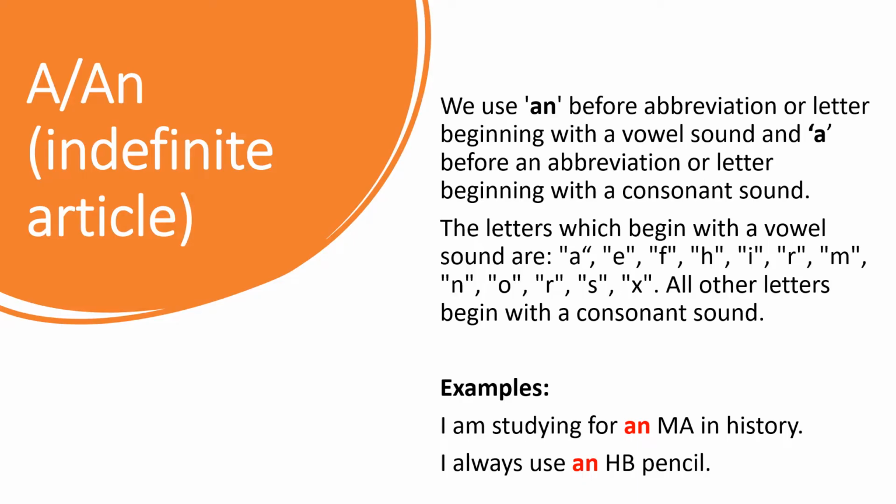We use an before an abbreviation or letter beginning with a vowel sound, and a before an abbreviation or letter beginning with a consonant sound. The letters which begin with a vowel sound are A, E, F, H, I, L, M, N, O, R, S, X. All other letters begin with a consonant sound. For example, I am studying for an MA degree. I always use an HB pencil.